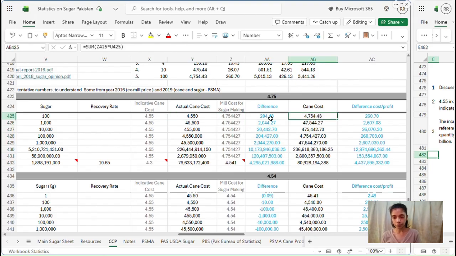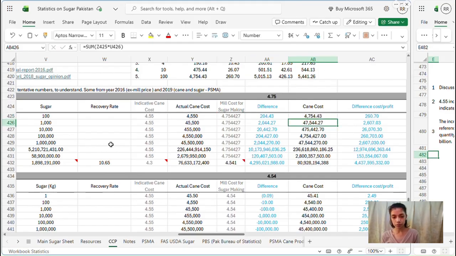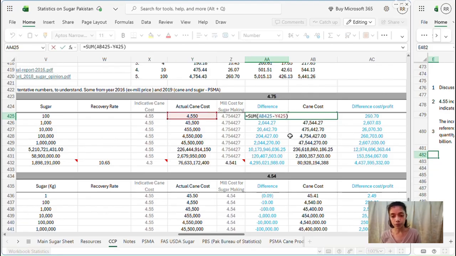So if we click here, we are going to get the formula. 4552 is in red, and AB 4 to 5 is in blue. This is AB, this is 4 to 5, this is in blue, and when you minus 4754 to 4550, we are going to get this amount.